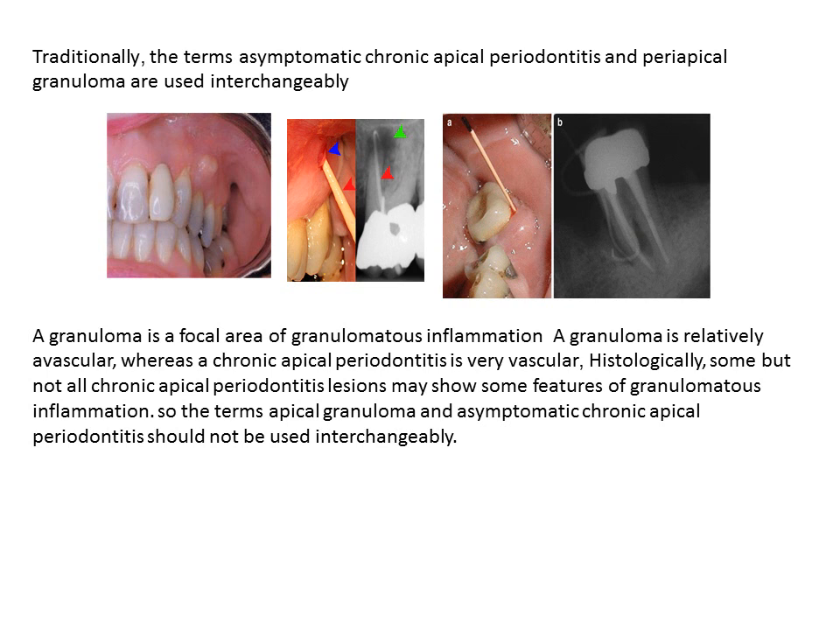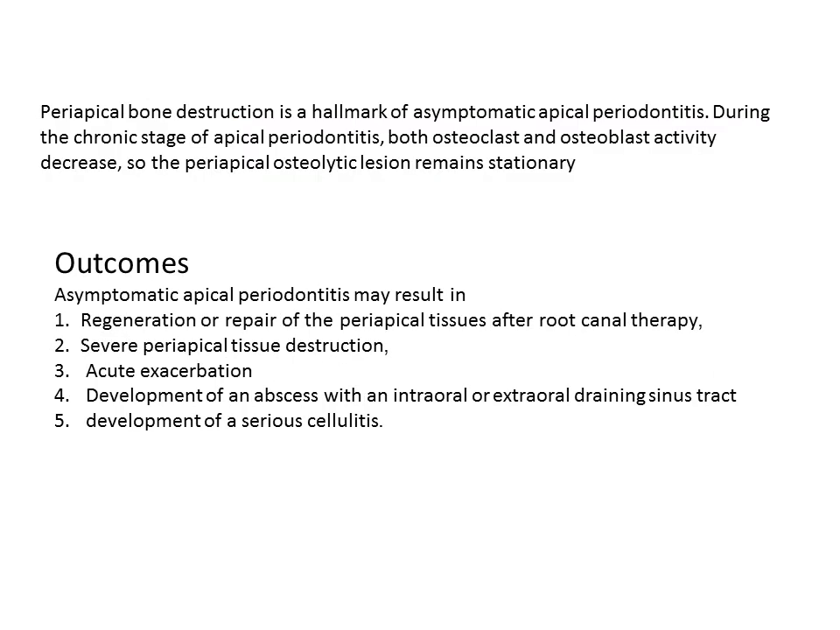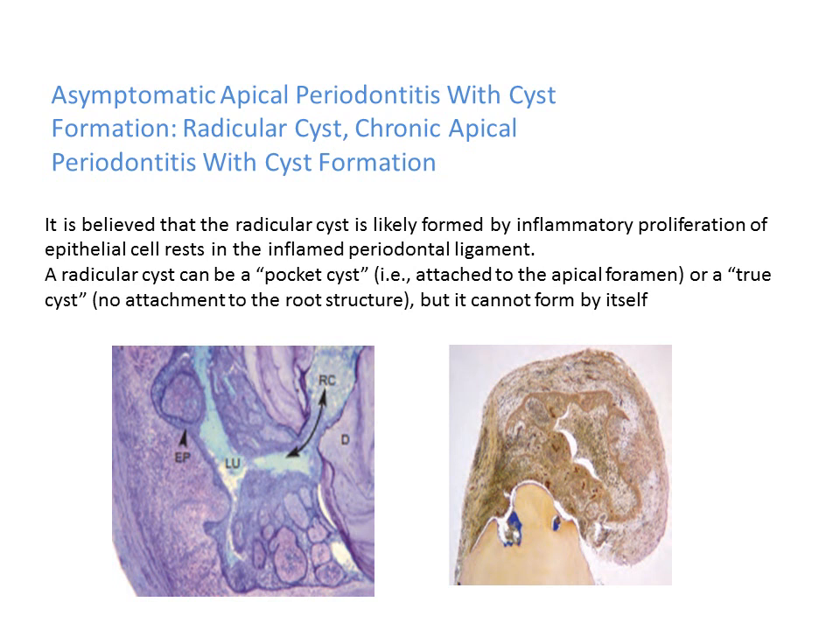So the term apical granuloma and asymptomatic chronic apical periodontitis should not be used with a sinus. You might end up even with cellulitis. Okay. Development of abscess with intraoral, extraoral drain sinus tracts. Development of serious cellulitis, as I said. Sometimes you will end up with an extraoral sinus, and that sinus will be obvious from outside, from the cheeks. You have to treat it.